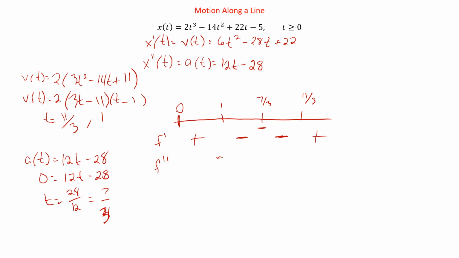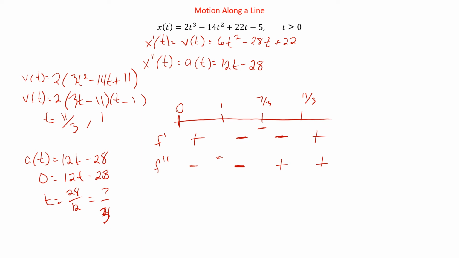All right, now the second derivative, we need something before 7/3 and something after 7/3. Before 7/3, 0 is kind of nice. 0 minus 28, oh, that's negative. So it'll be negative before 7/3, so both of these two places are negative. Then after 7/3, we can plug in, say, 10. Well, 10 times 12 is 120 minus 1. Oh, that's positive. So it'll be positive after 7/3.